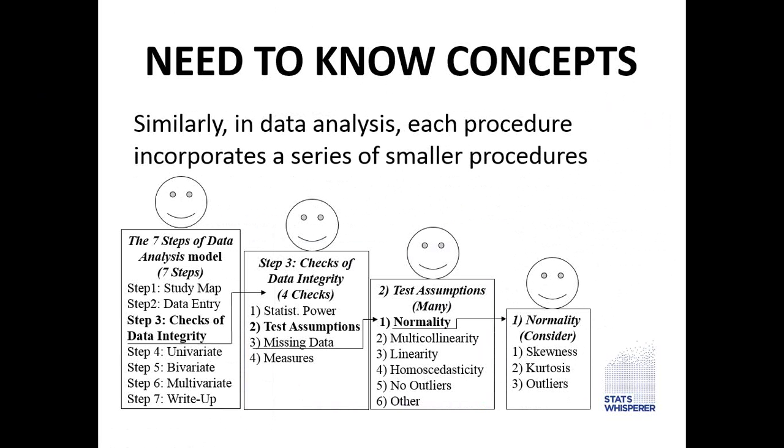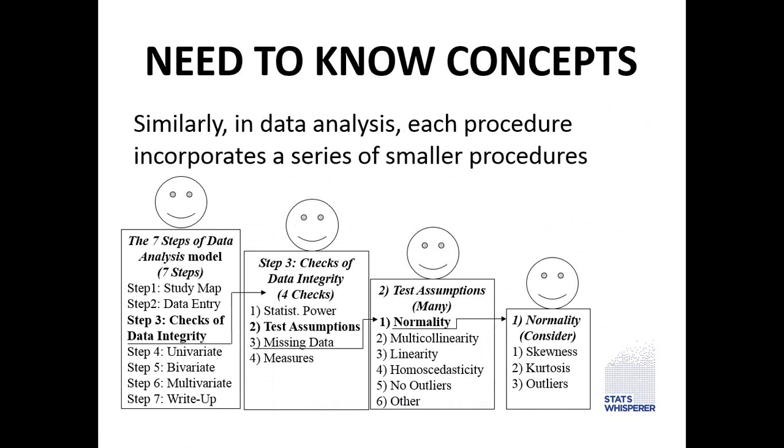So you can see on the left, we have our overall construct, our big 7-step model. Then if we look at step 3, checks of data integrity, and then we look at the second doll to the right, we see that step 3 breaks down into 4 checks. So initially we have our 7 steps. Then we take one of those steps, step 3, and that breaks down into 4 checks, right?